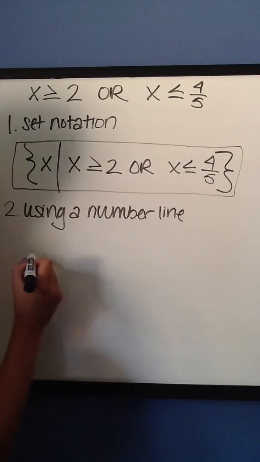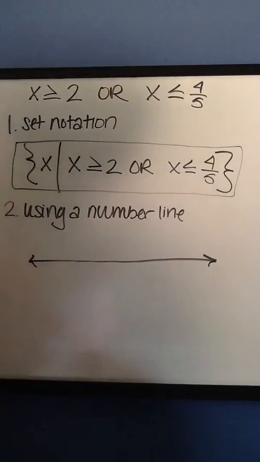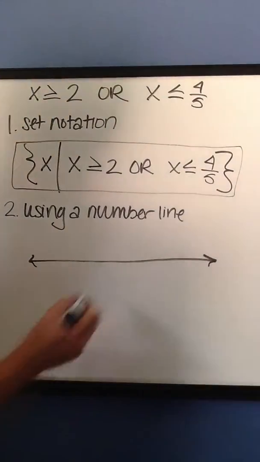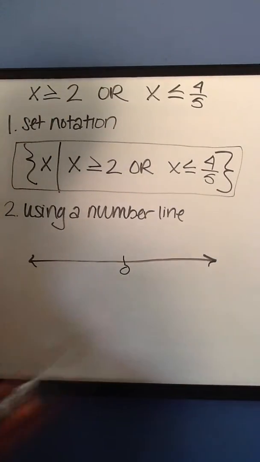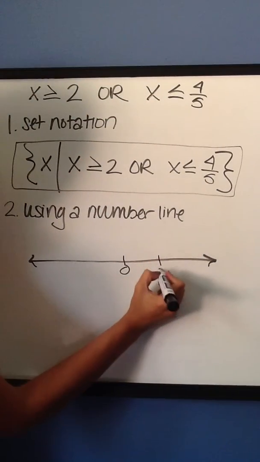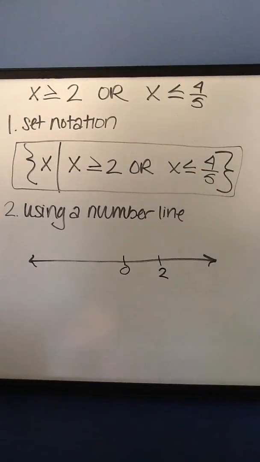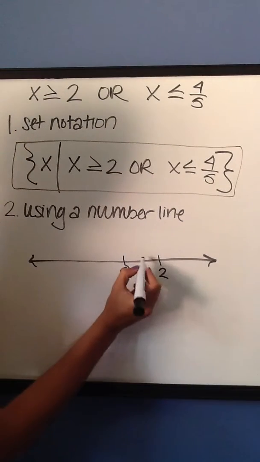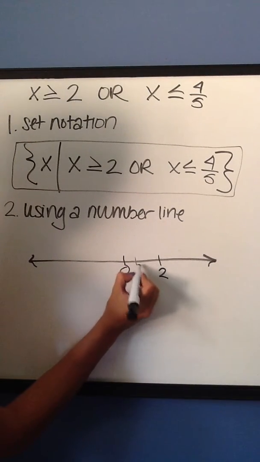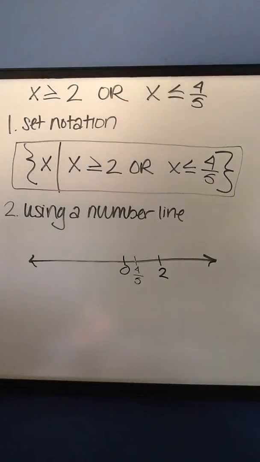So first we're going to start off with our number line. The first thing we're going to label is 0, so we can find our two solutions. So we'll start with 2 and label 2. And remember that 4/5 is slightly less than 1, so we're going to go a little bit before half of 2. So here's our half of 2, so we'll go about here, and that is 4/5.